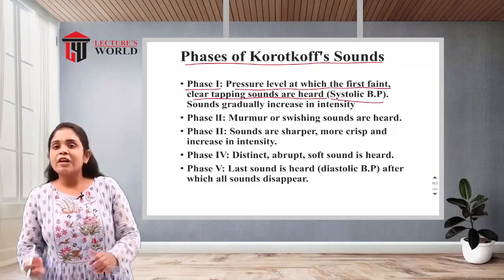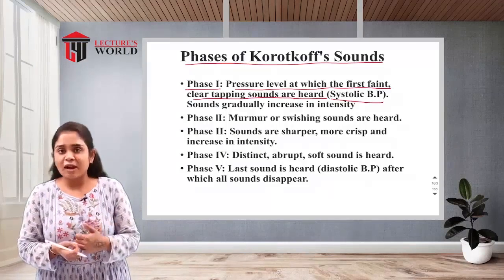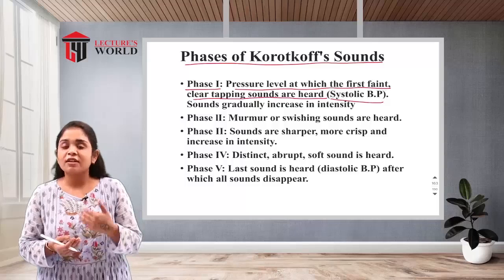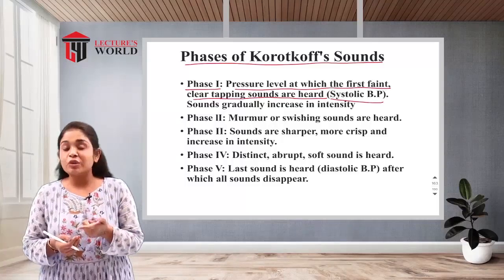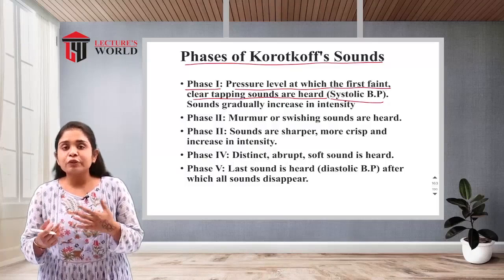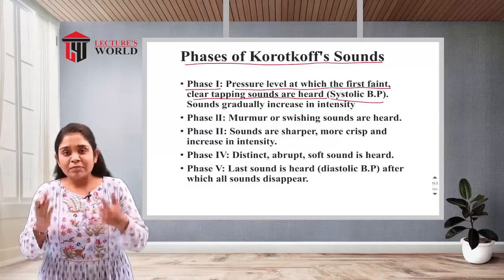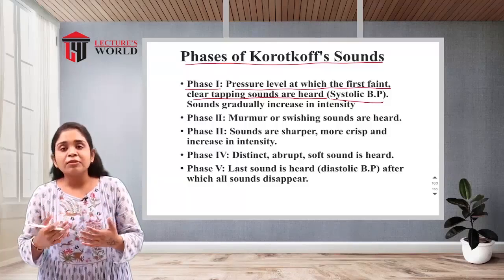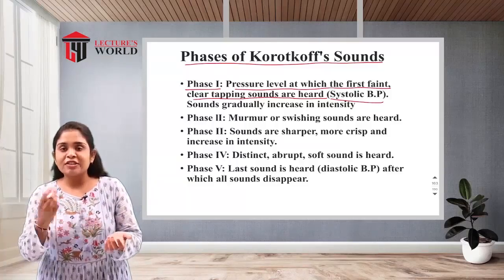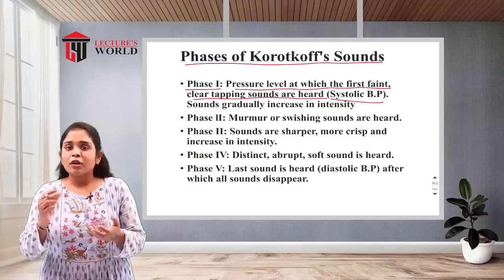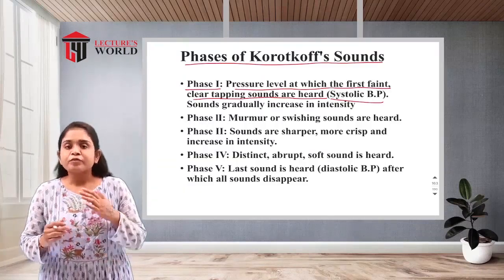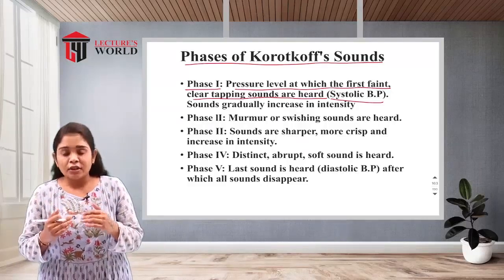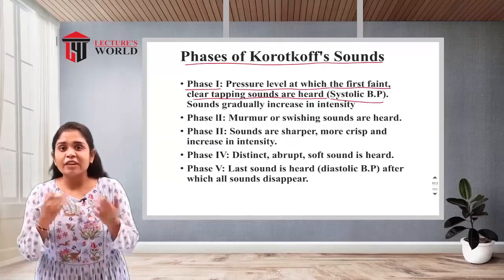So when we are attaching the BP cuff to the patient's arm, we have to use certain equipment like the sphygmomanometer and the stethoscope. We will apply the BP cuff over the upper arm of the patient, and over the brachial artery we will keep the diaphragm of the stethoscope. At that time we try to listen to the heartbeat, or feel the pulse.